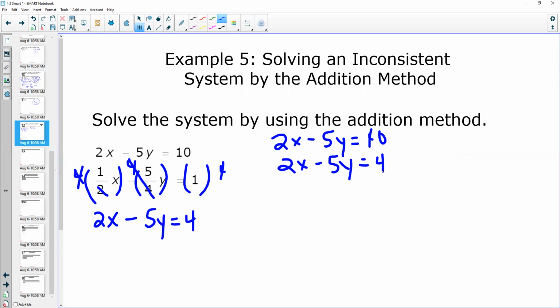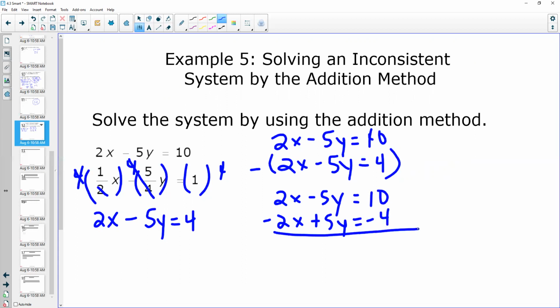Well, if I multiply the bottom one by a negative, I can switch everybody around. So I get 2x minus 5y equals 10, and negative 2x plus 5y equals negative 4. And those cancel, so I get 0 over here, and I get 6 over here. That's crazy. What does that really mean, though? It means they're parallel lines. Okay, there's no solution here.